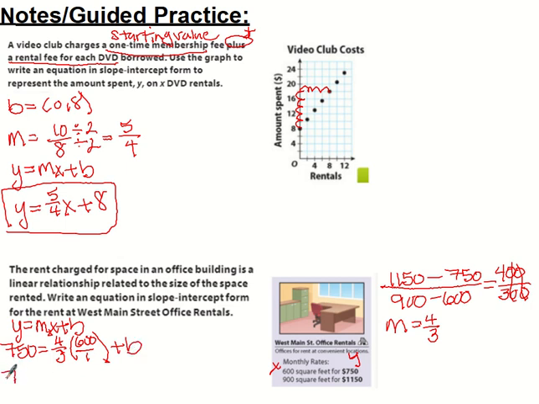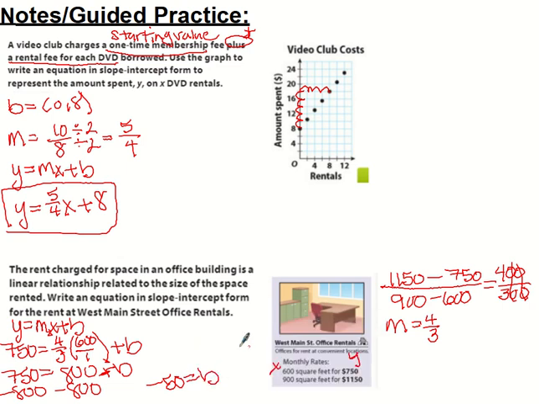So we have 750 equals, well, first we have to take 4 times 600 and then we're going to divide it by 3. Okay, so 4 times 600 is 2,400. I'm going to divide by 3. We're going to get 800. And then to solve for B, we use inverse operations. We're going to subtract this 800. And 750 take away 800 is actually negative 50 for B.